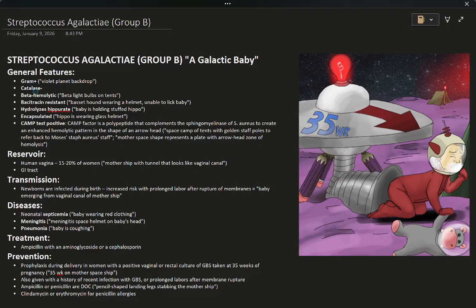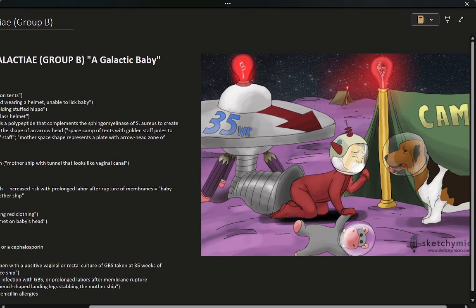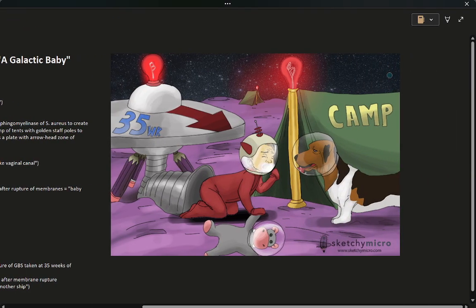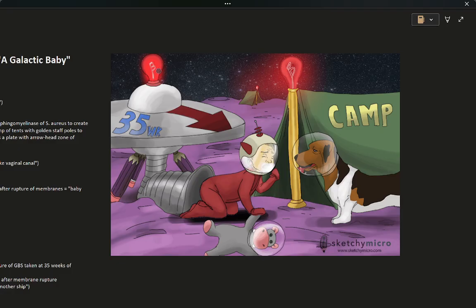Also, the organism is catalase negative, and it is beta hemolytic. So this is symbolized by the beta light bulbs on the tent. We have tents here, and we have the beta light bulbs. Look at the letter B over here. I think that's another letter B, right over here.